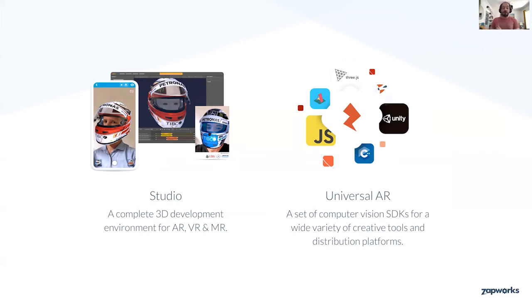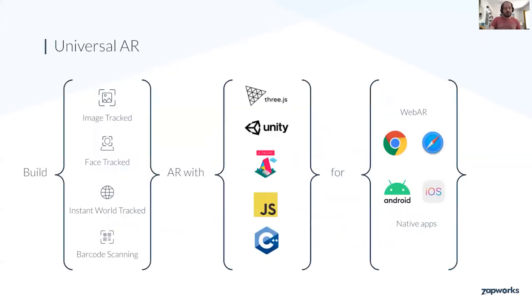Now, the second set of tools we've got is called Universal AR. Now, it's a brand new set of SDKs that we're providing, and what it does is it takes all of the computer vision technology that we use within Studio and elsewhere in ZAPPAR, but makes those specific technologies available as SDKs for a wide variety of creative tools and platforms. So it really allows you to leverage those tracking types that we've spoken about in ways that weren't possible before. So I'll give you a little bit more information on exactly what I mean by that.